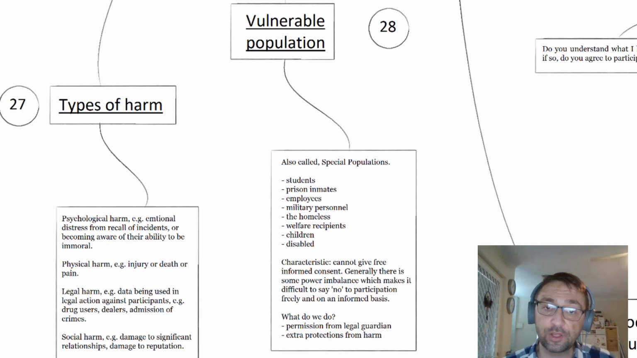Look, there are a couple of things about these groups. The main thing is that they can't necessarily give free informed consent. Children are not old enough to. Mentally disabled persons are not necessarily able to because they can't be informed. People like students, prison inmates, employees, military personnel, homeless, and welfare recipients are in a power imbalance, which makes it difficult for them to say no.